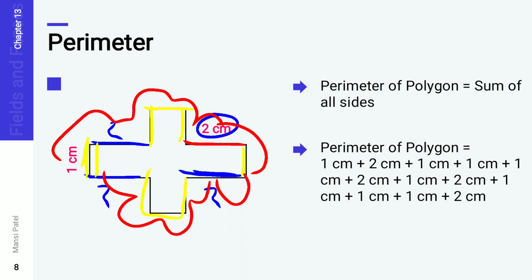Now do the addition of all these. 1 plus 2 is 3, 3 plus 1 is 4, plus 1 is 5, plus 1 is 6, 6 plus 2 is 8, 8 plus 1 is 9, 9 plus 2 is 11, plus 1 is 12, plus 1 is 13, plus 1 is 14, 14 plus 2, that is 16 centimeter. So the perimeter of this polygon is 16 centimeter.